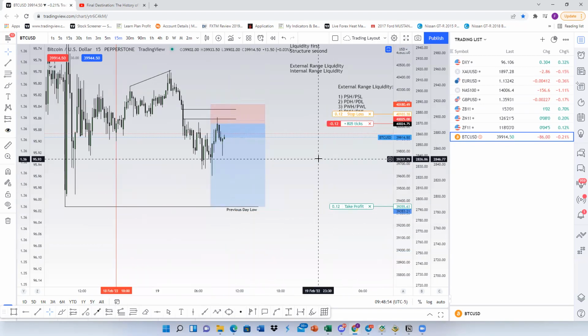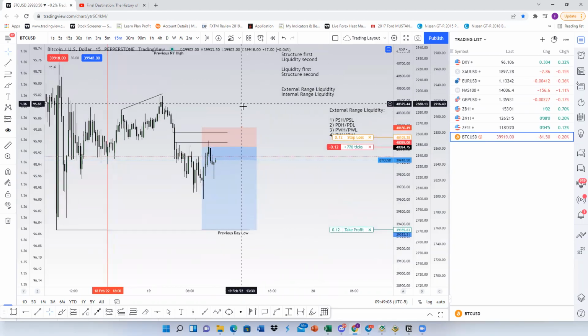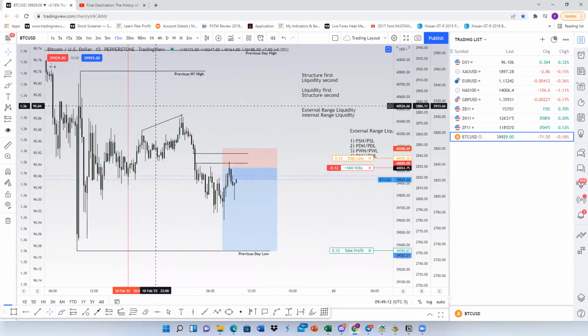So you want to be buying below previous days' lows. I would say you want to be buying below higher time frame lows, and you want to be selling above higher time frame highs, which is the way to go about it. Now that's the external range part. But what about the internal range? I'll make this quick.